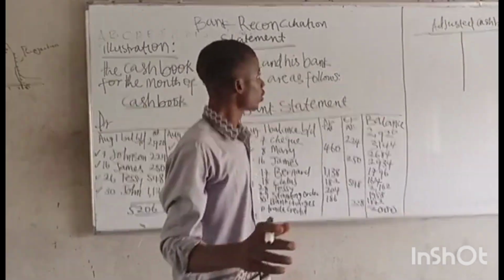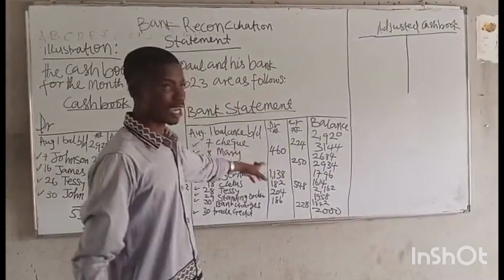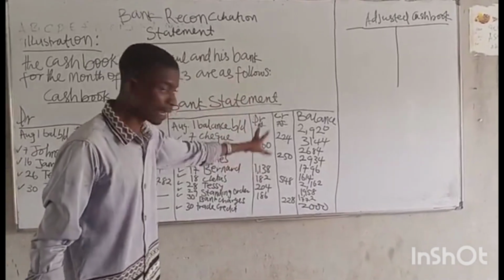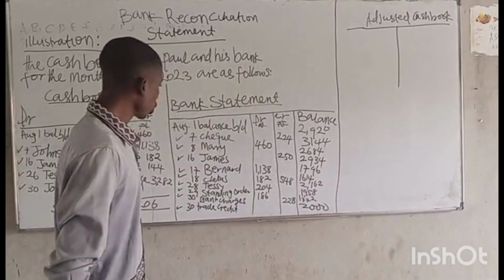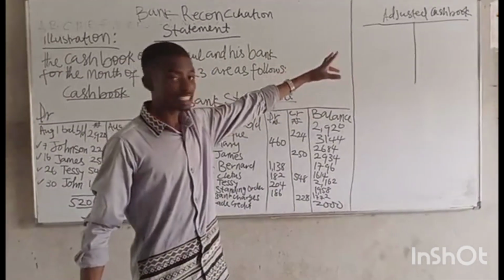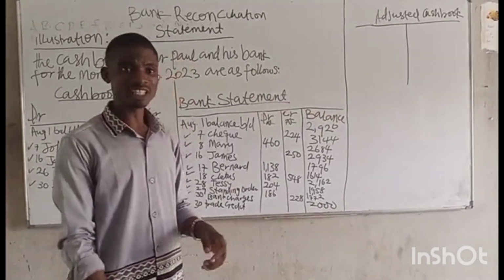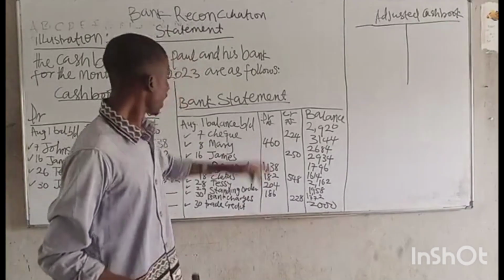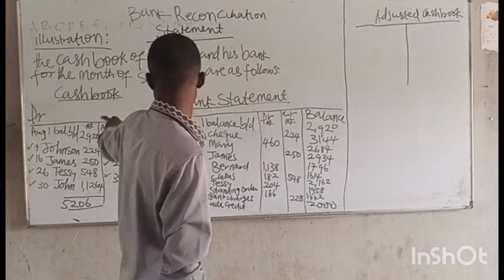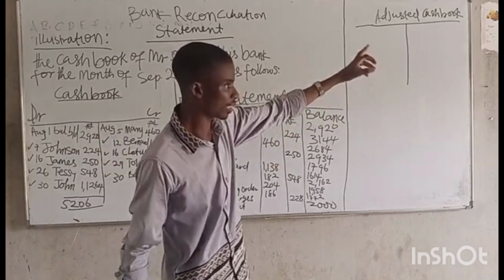So now we are going to prepare an adjusted cash book using the bank statement. As I told you earlier, the transactions that appear here in the bank statement that do not reflect in the cash book are what we are going to use to update the adjusted cash book, and then use the balance of the adjusted cash book to prepare the bank reconciliation statement. So now, any transaction that appears on the debit side of the bank statement that is not on the credit side of the cash book will be recorded on the credit side of the cash book.